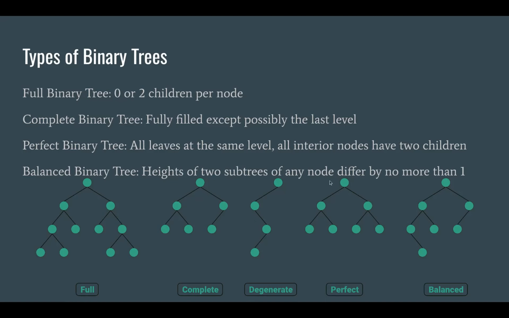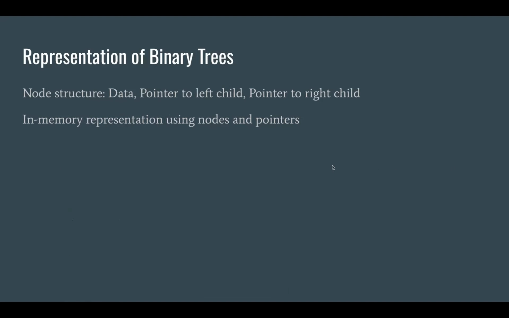And we can talk about the perfect binary tree. It means that every interior node has two children and all leaves are at the same depth, representing an ideal structure. Lastly, a balanced binary tree minimizes height to ensure operations like insertion, deletion, and search are efficient. So it is important for real-world applications.